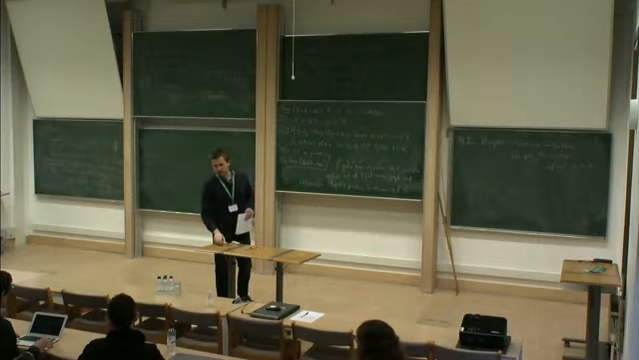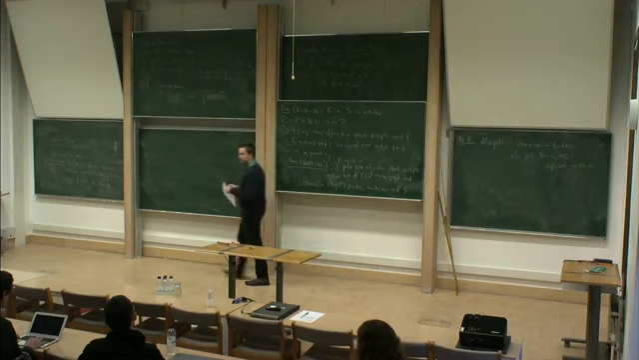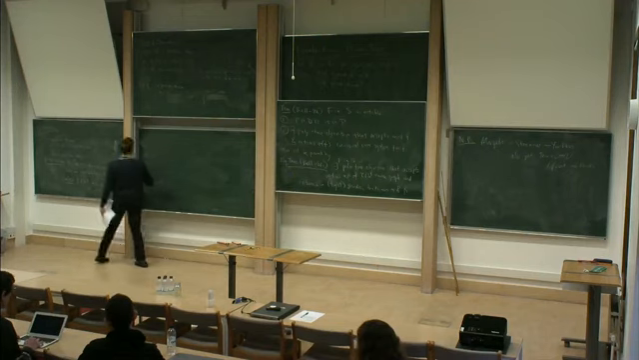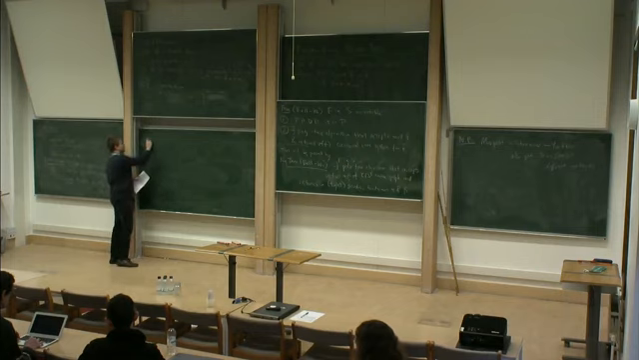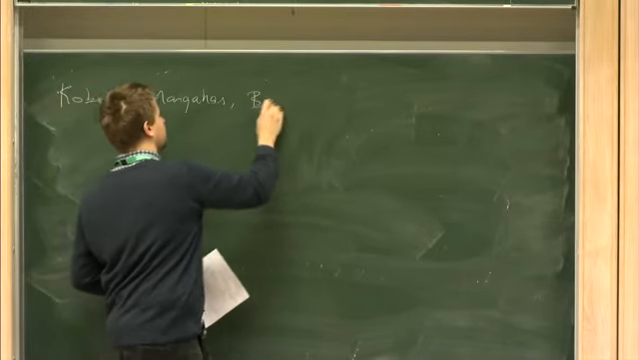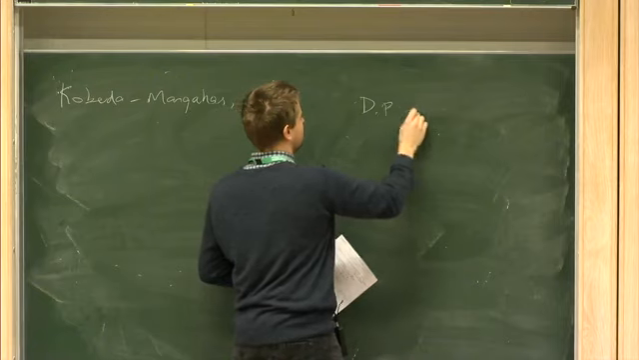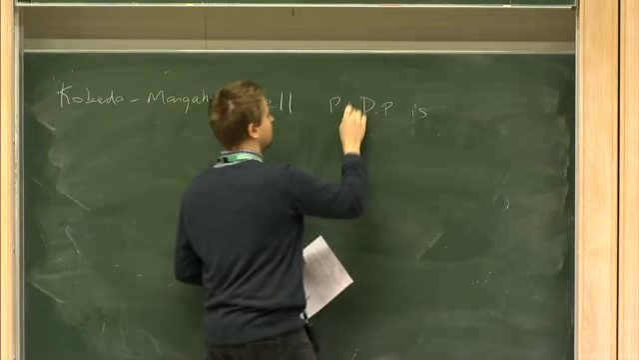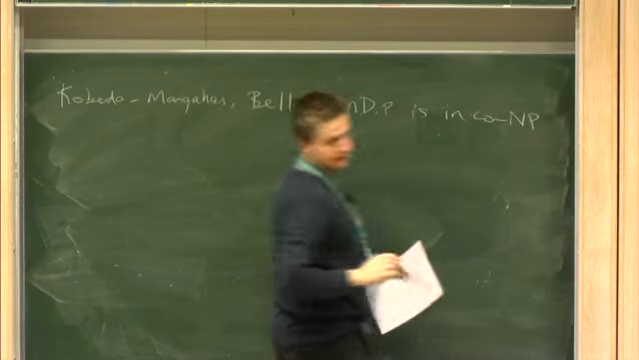But the Garside structure is not known to exist when the genus is greater than 0. So what are we left with? Well, more recently, Koberda, Mangahas, and Bell showed that the decision problem is in co-NP. Okay?